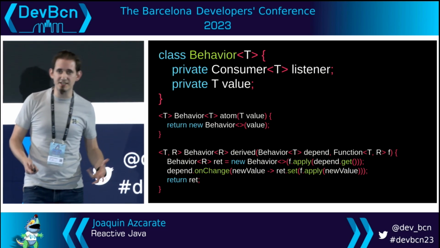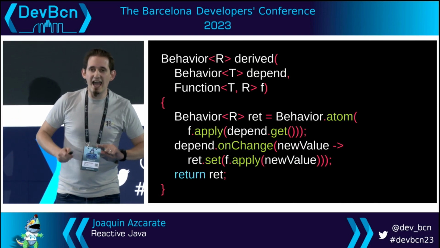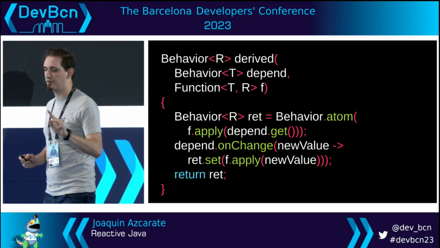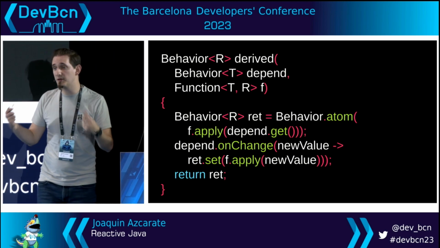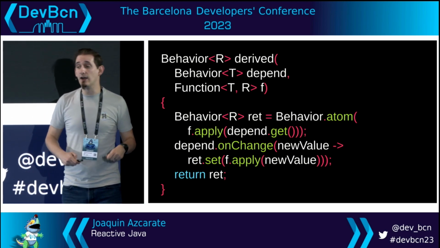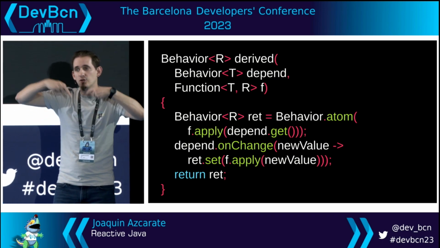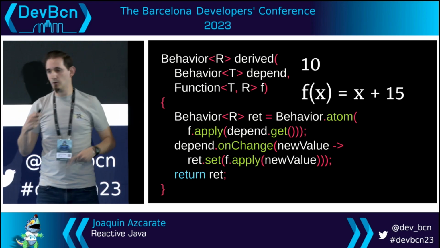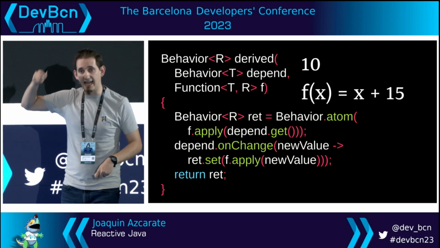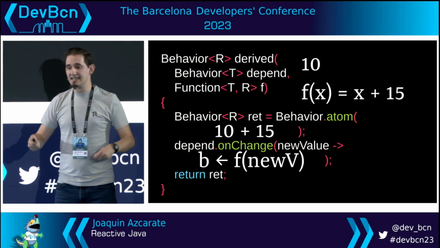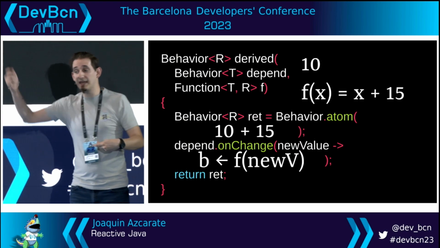And the derived is quite interesting, but I know that is too small, so let's enhance. The derived value is, let's do two things. First, get whatever the value is right now, and create a new behavior out of it, like a new atom out of it. And when my dependent changes, set myself to the function application of the new value. What does this mean? In case where our function is get a number, add 15, our setting B to the new value would be this x plus 15.